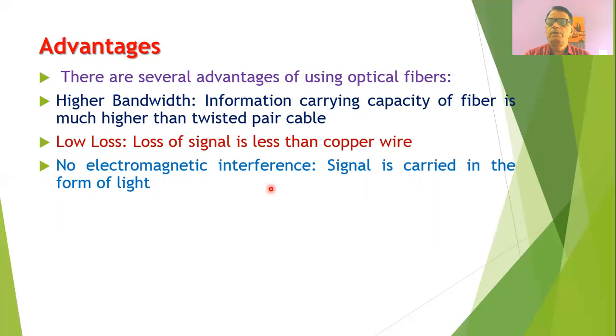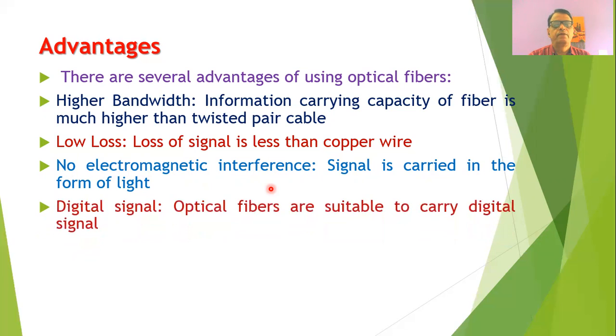Since the signal is transmitted in the form of light, there is no electromagnetic interference. Whenever we transmit an electrical signal through the copper wire, it will generate an electrical field, and there is always a chance of electromagnetic interference. But in optical fiber, this problem doesn't arise.